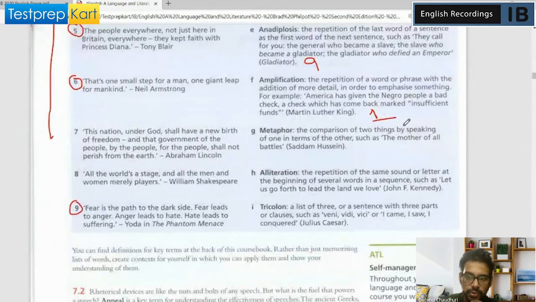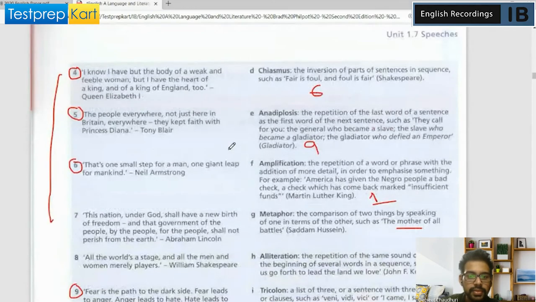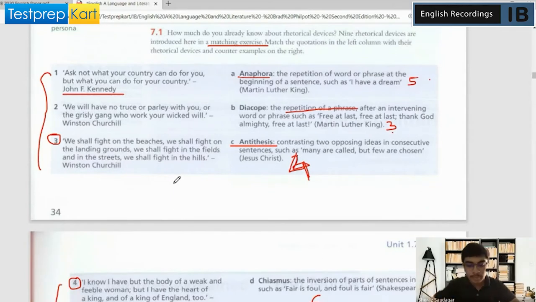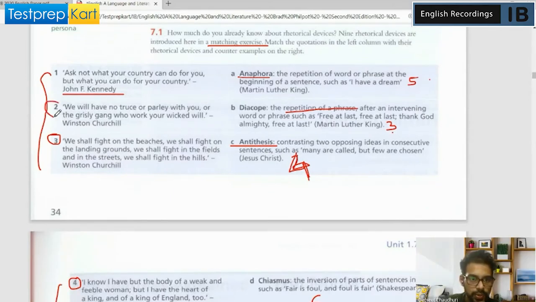Metaphor: the comparison of two things by speaking of one in terms of the other, such as the mother of all battles. The biggest battle, metaphor. A nation and the birth shall give a birth of freedom. Okay, that is not a metaphor. It's two. Two is a metaphor.